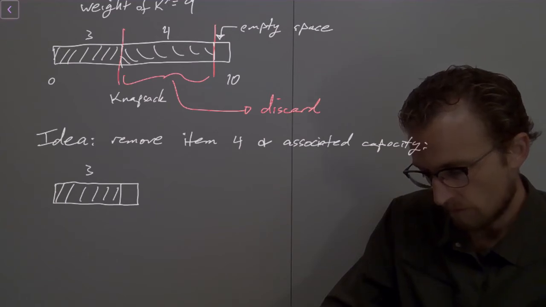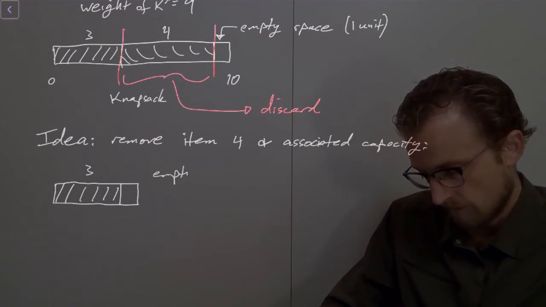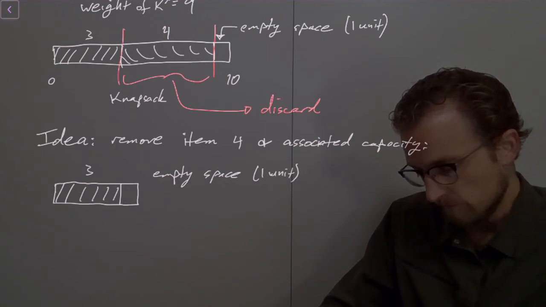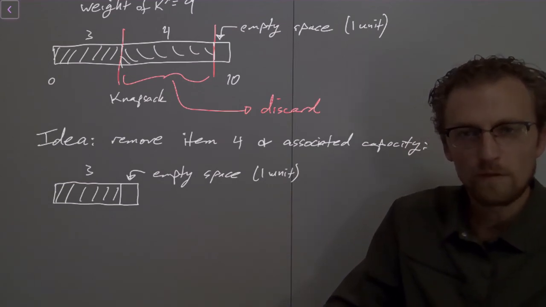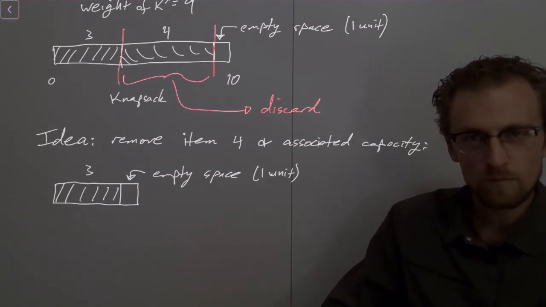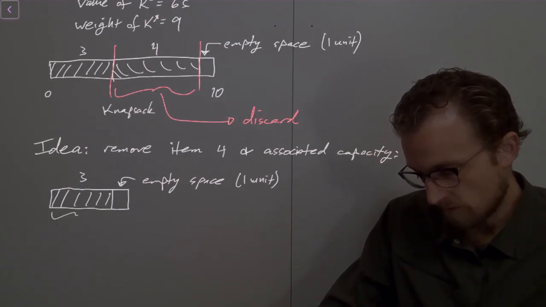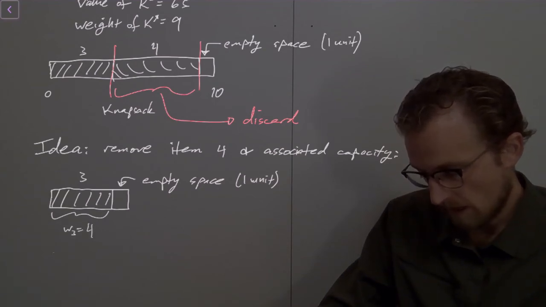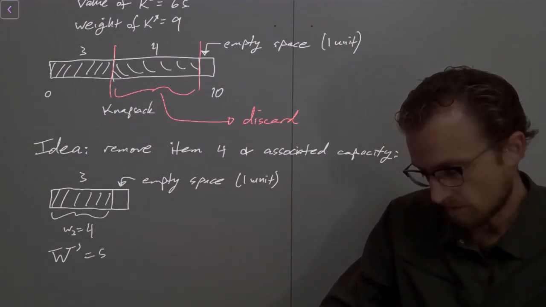Here's 1 unit of empty space. 1 unit. And so now we can ask, what is this? What am I looking at now that I have this notionally smaller knapsack that just has item 3 in it? Well, this is a weight of 4, right? So the weight here is 4. The W3 is 4. My capacity of this subproblem, I'll call it my capacity prime, is 5.